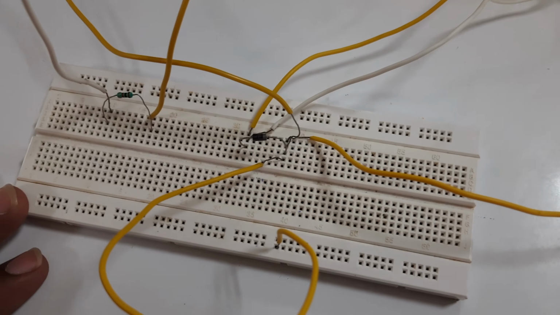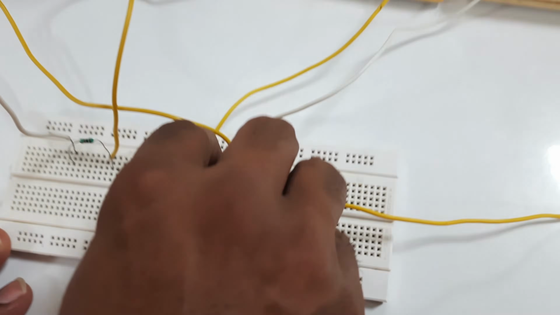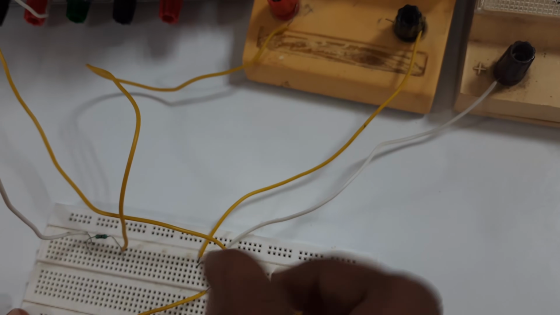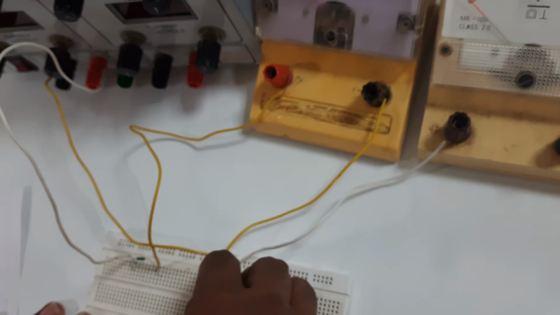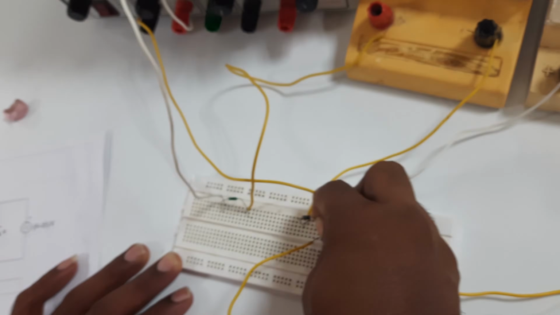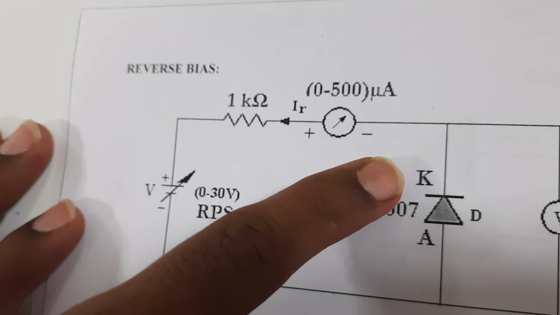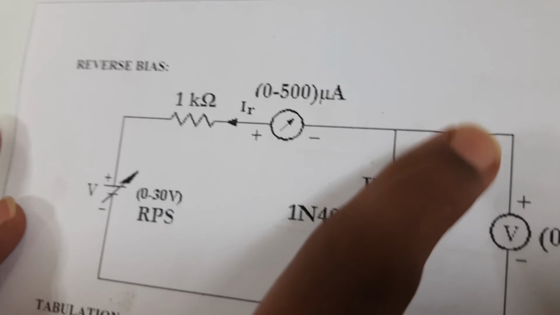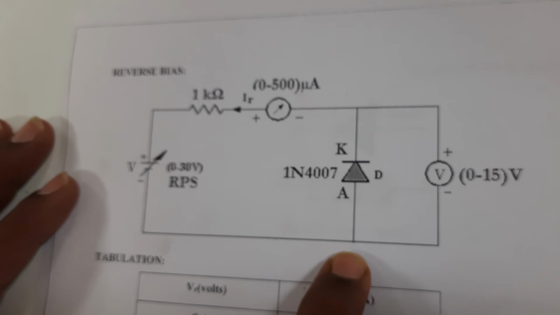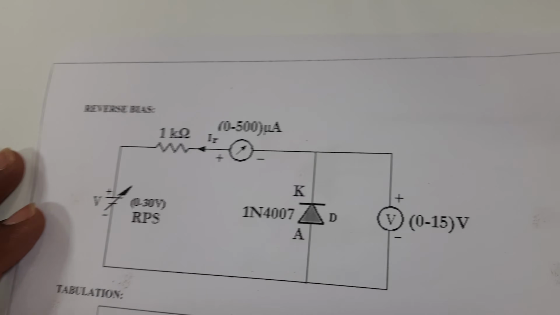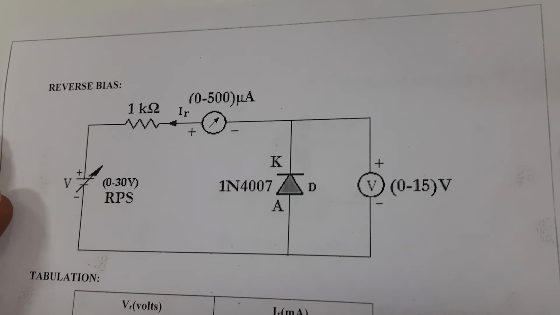Reverse bias: only the diode direction will be changed. The anode terminal is grounded, and the cathode terminal is connected with the ammeter negative and voltmeter positive, and the anode is connected with the ground terminal. Only this is the change. We are going to do it in forward and reverse bias.